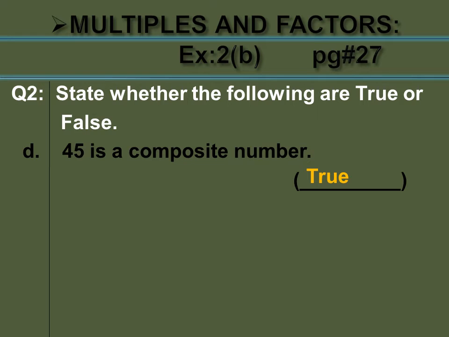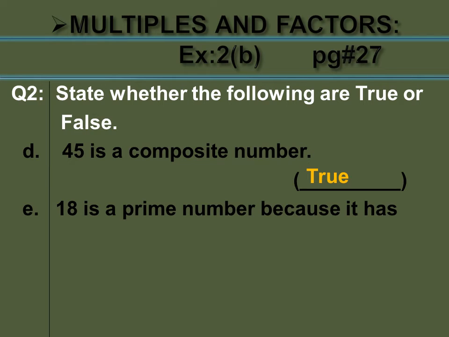Now we will move to the next part. Part E. 18 is a prime number because it has 2 factors only. So dear students, first we will check the divisibility of 18. Yes, 18 is completely divisible by 2. So it cannot be a prime number, and it has more than 2 factors. So the statement is false.